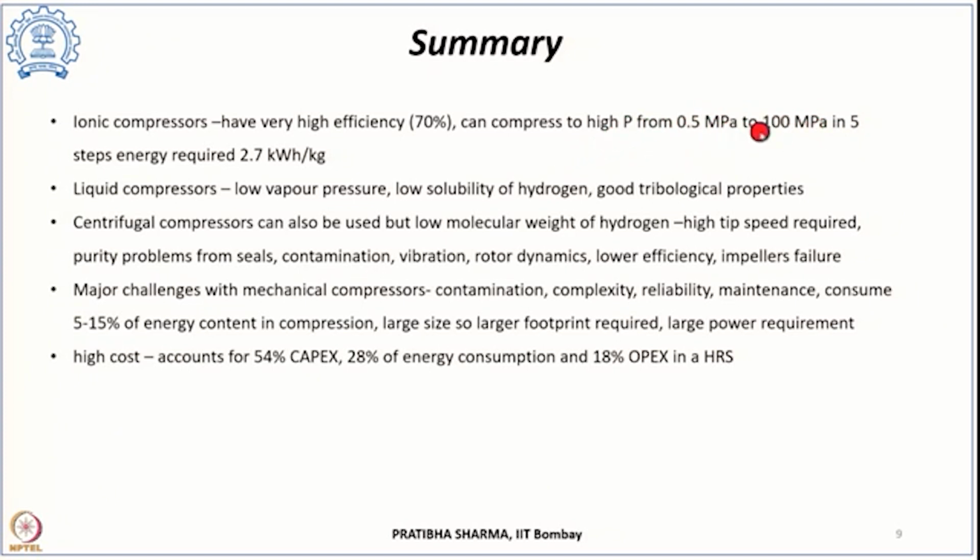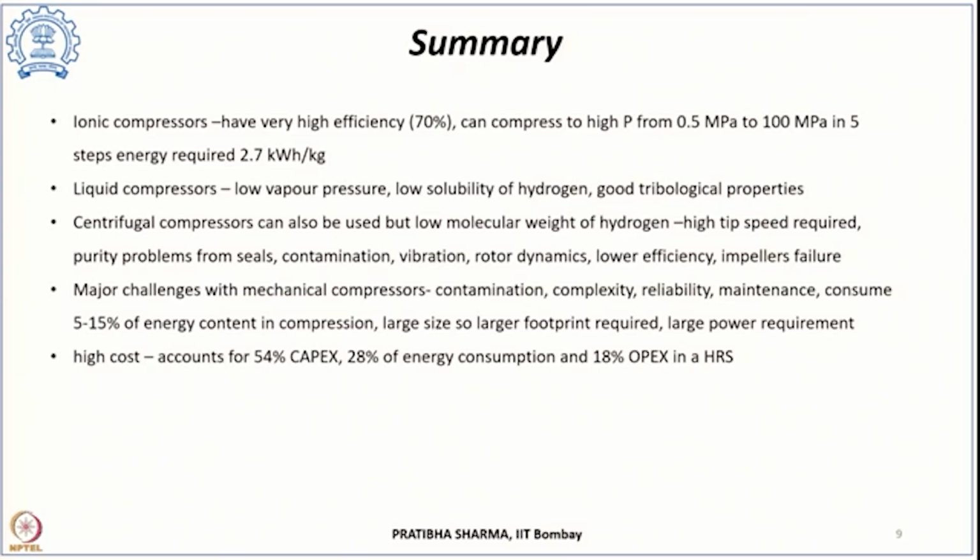At the same time, they are very energy efficient. The energy required for compression is 2.7 kilowatt hour per kg, as against 4 or 5 kilowatt hour per kg for many of the reciprocating compressors. If we talk about the ionic liquids, they have a low vapor pressure, low solubility of hydrogen, and good tribological properties. So, these are the characteristics of the ionic liquid that make them very favorable for hydrogen compression.